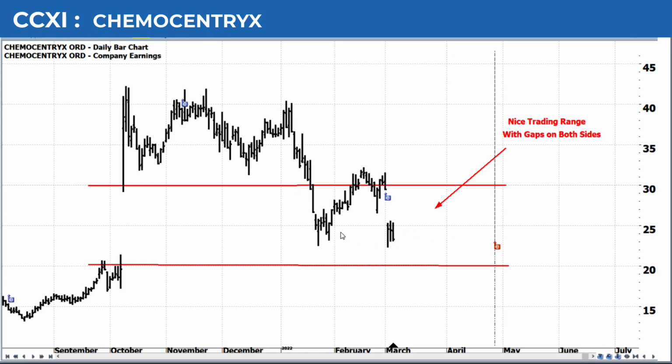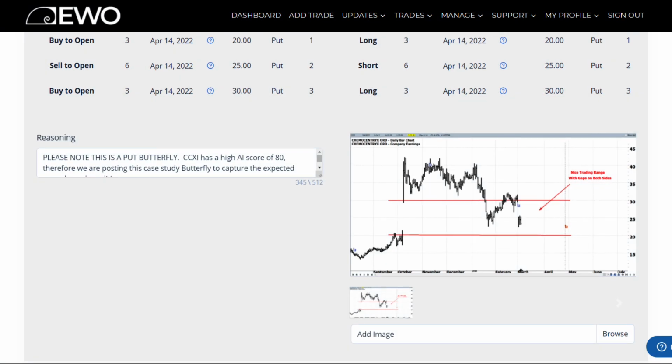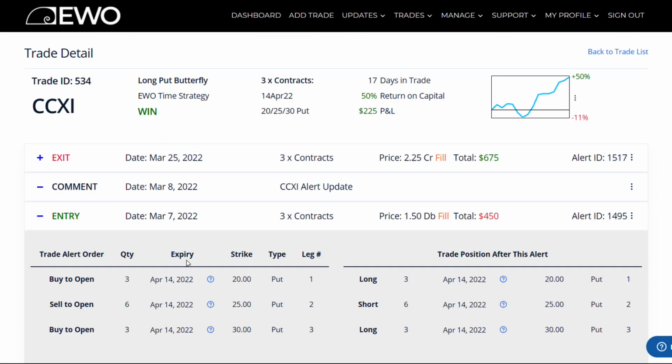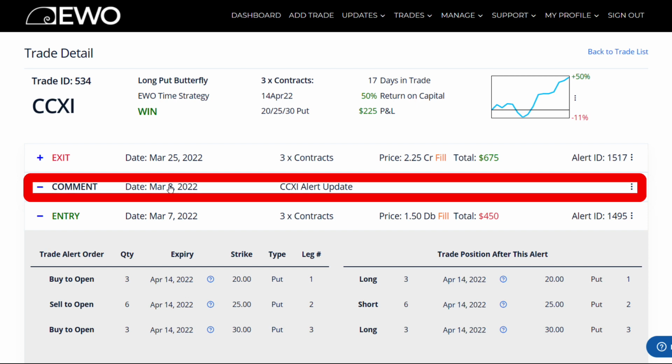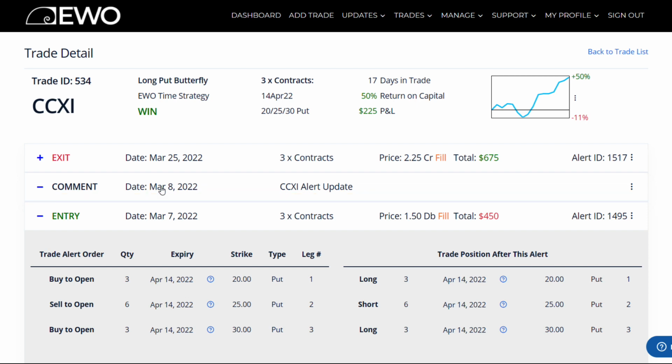So there are the particulars, expecting it to stay in that trading range. You can see the next earnings report is a ways off, so we just want it to stay sideways, and that's what the AI does. It helps us determine if that's likely to occur. Then you can see I posted a comment from the website on March 8th, the next day, giving a little bit more explanation on the position.